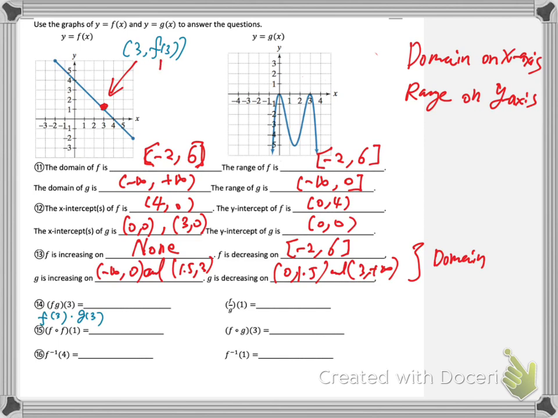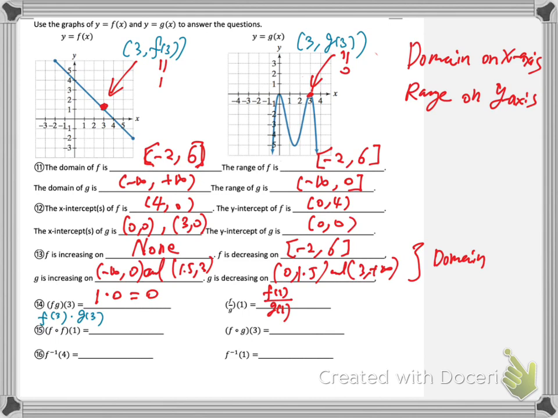That's (3, f of 3), so this is 1, right? (3, 1). And then to find g of 3, you need (3, g of 3), this point on the graph of g. So where is this point? It's (3, 0), right? So f of 3 is 1, g of 3 is 0. So this is 1 times 0, which is 0. Now this one is f of 1 over g of 1.